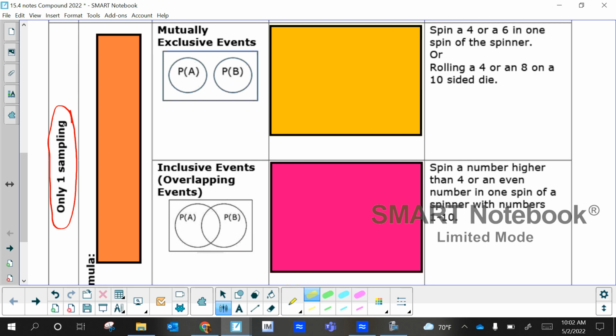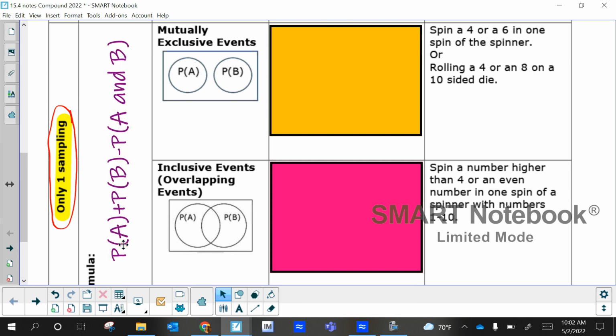So one thing that we are trying to find the probability of, okay? So this one has a formula. Let's go ahead and reveal that. So this formula is an adding one, okay? So we're going to take the probability of A and add it with the probability of B. And then we're going to minus the probability of A and B, which is an overlapping, okay?